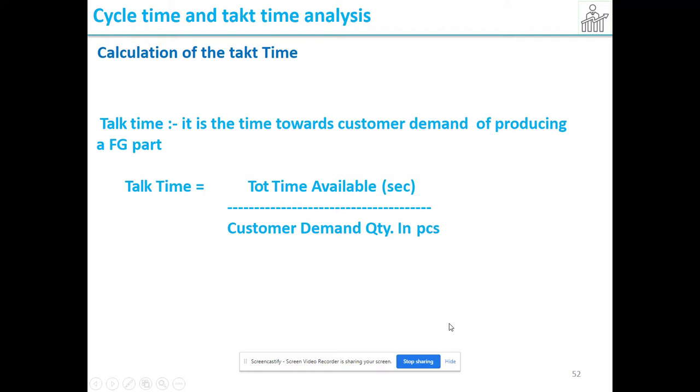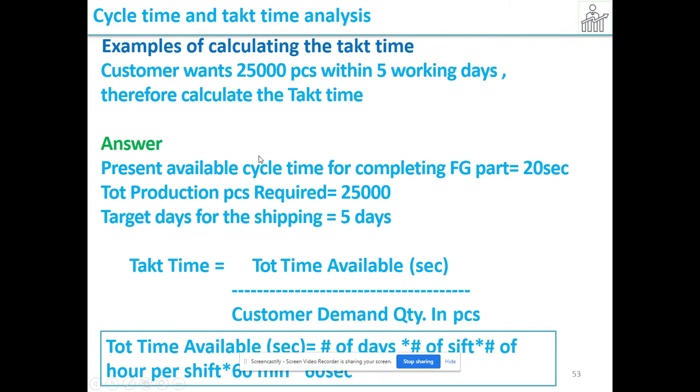So let us see how we can calculate the takt time. For example, the customer wants 25,000 pieces within 5 working days. Therefore, we shall calculate the takt time. Present available cycle time for completing the FG part is 20 seconds. That means in the operations of my line, every 20 seconds a final part comes out. So this is the cycle time at present with us.